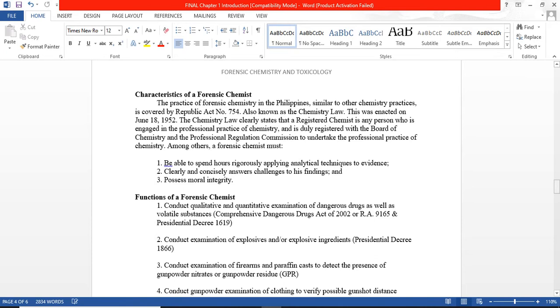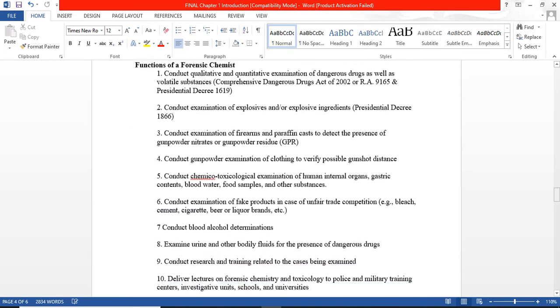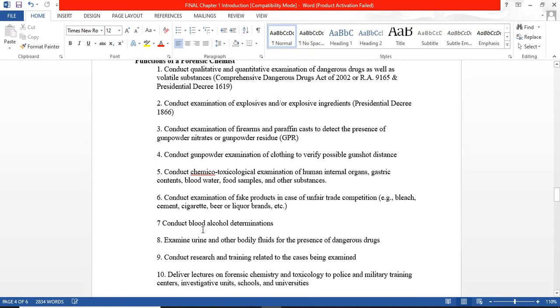Number 2, conducts examination on explosives and other explosive ingredients. Number 3, examination on firearms and paraffin cast to detect the presence of gunpowder nitrates or gunpowder residue. We have here conduct chemotoxicological examination of human internal organs, gastric content, blood, water, food samples, and other substances. Conduct examination of fake products in case of unfair trading competition.